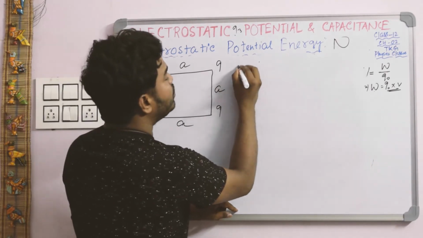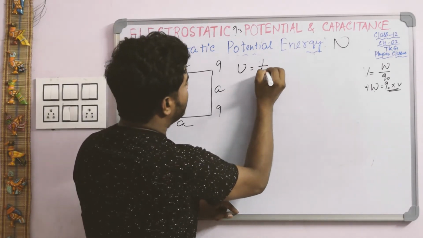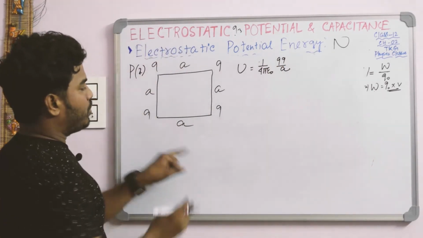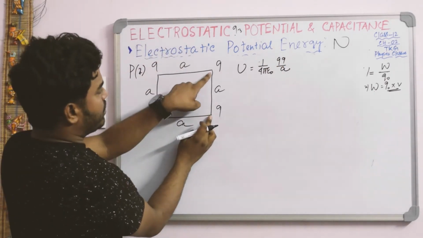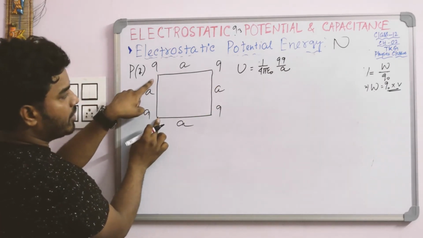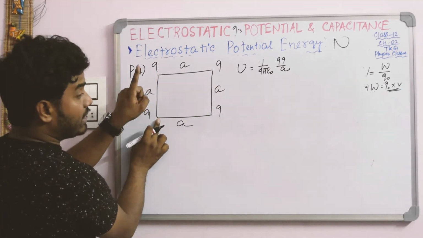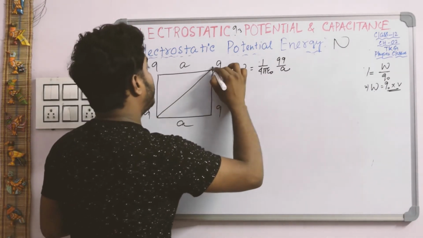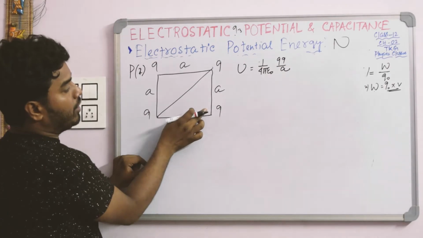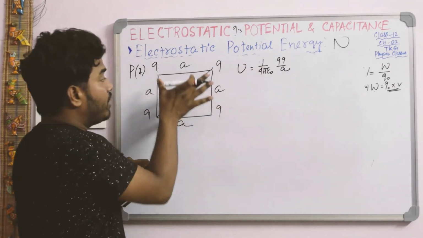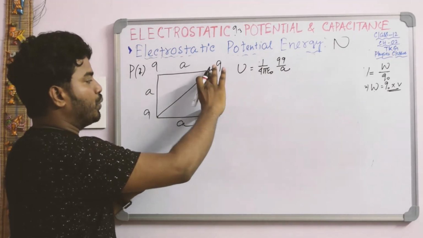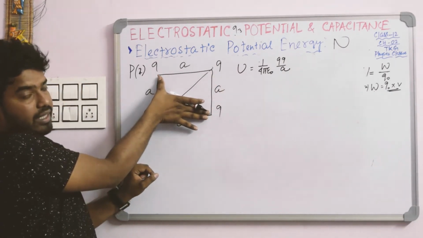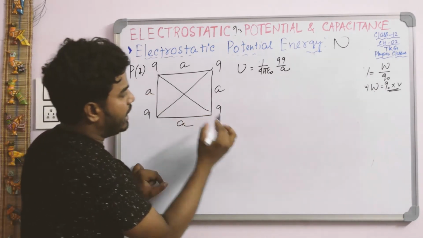So for 2 charges the formula is 1 by 4 pi epsilon naught Q square by A. So 1 system, 2 system, 3 system, 4 system. Clear? And there is another 2 systems, that is this diagonal Q and Q, and this part Q and Q. So what are the total terms? This one 1, 2, 3, 4, 5, and this part 6. So what is the final form?